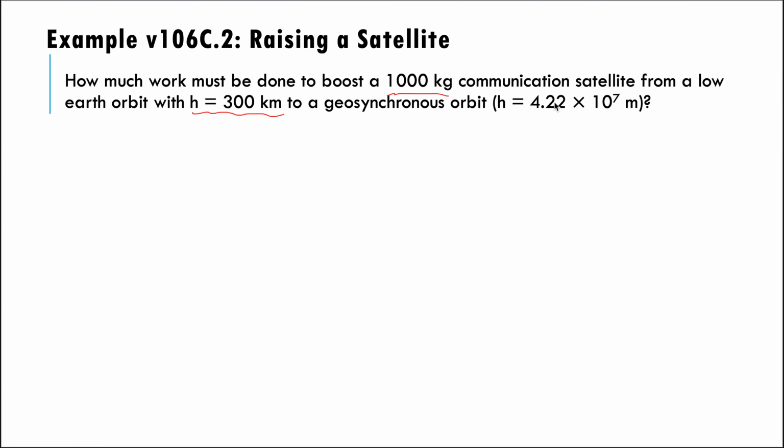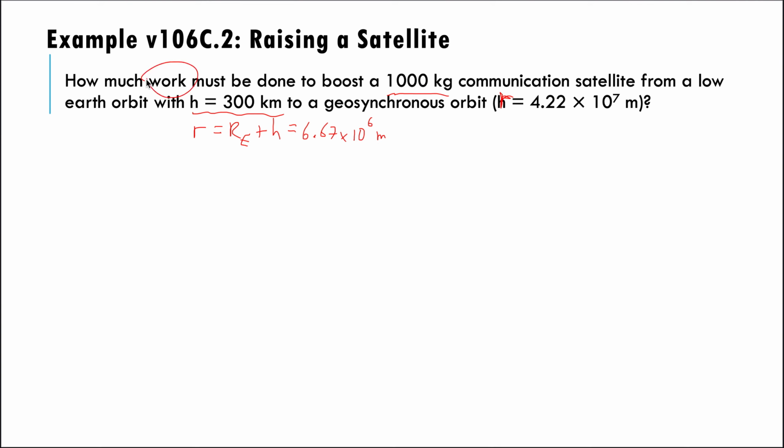And we learned that the radius of the orbit is actually 4.22 times 10 to the 7 meters. And this was the radius of the orbit, so it included the radius of the Earth within this number. So the initial radius is going to be the radius of the Earth plus h. And that's going to be approximately 6.67 times 10 to the 6 meters, because we have our 6370 kilometers plus 300 kilometers is still going to be this number.